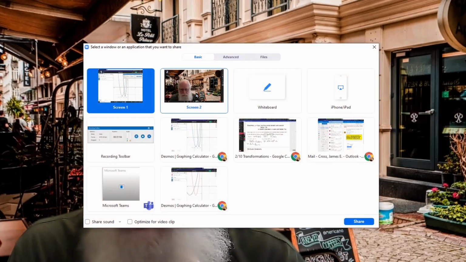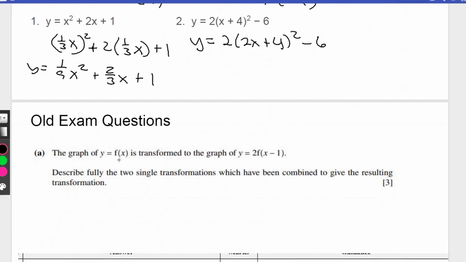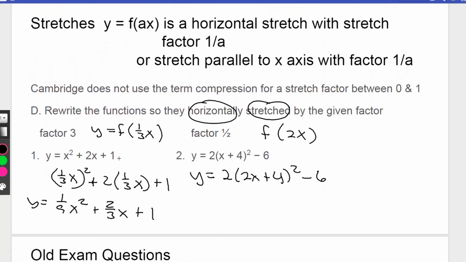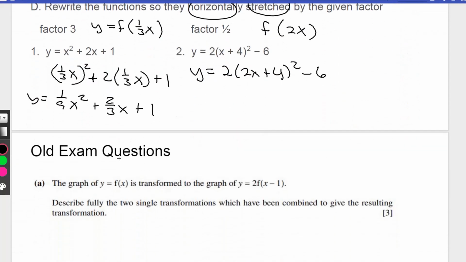Let's go back. I don't want to forget. So, a couple of exam questions. If the graph of y equals f of x is transformed to the graph y equals 2 times f of x minus 1, describe fully the two single transformations which have been combined to give the resulting transformation. All right, so take a minute, pause this, and then see if you can't figure that out.